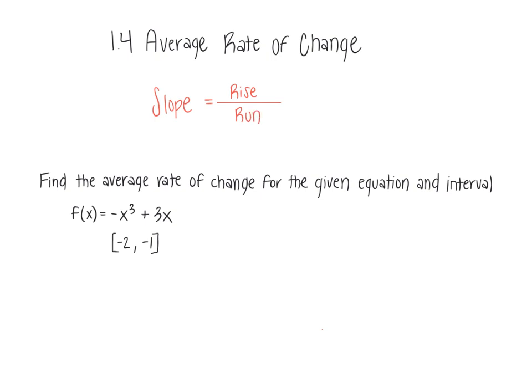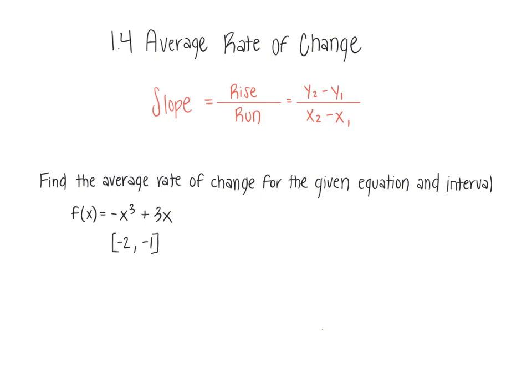Rise is always going to be the change in our y values, and run is always going to be the change in our x values. So then the formula is y2 minus y1 over x2 minus x1.